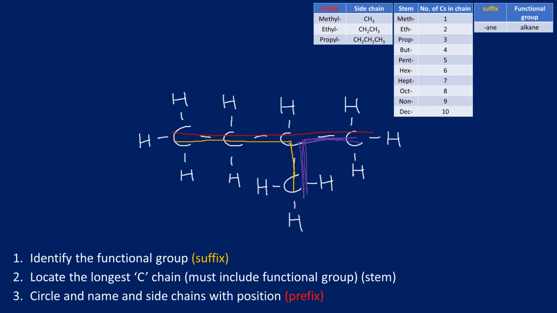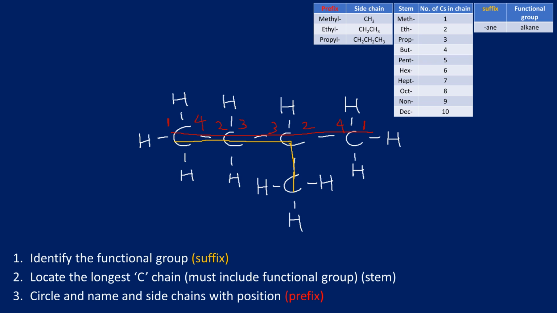Now it doesn't actually matter which one I go with. And to prove it, I will go with both of them. So I'll start with the red. Now if I start with the red, I number them 1, 2, 3, and 4, but you can also number them backwards. You don't have to go left to right. So that's a 4 carbon chain and it's an alkane.